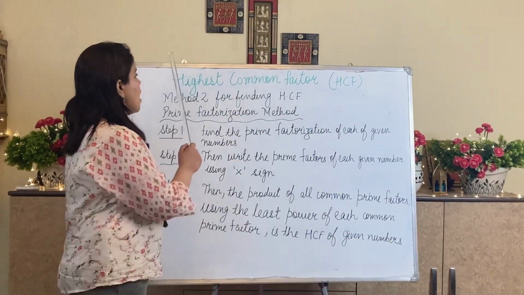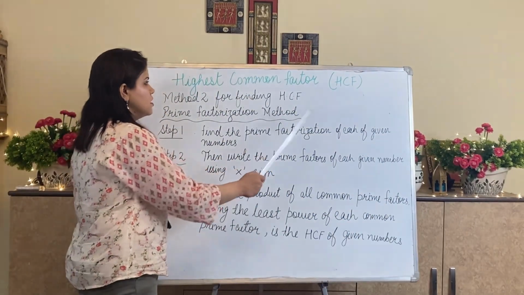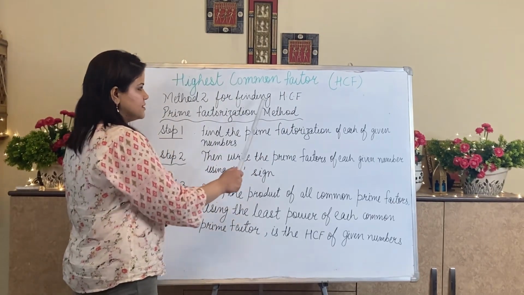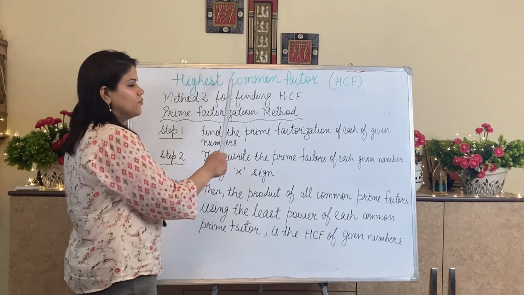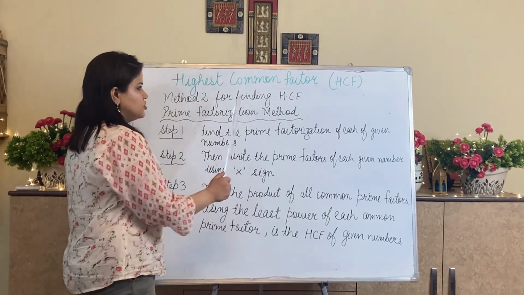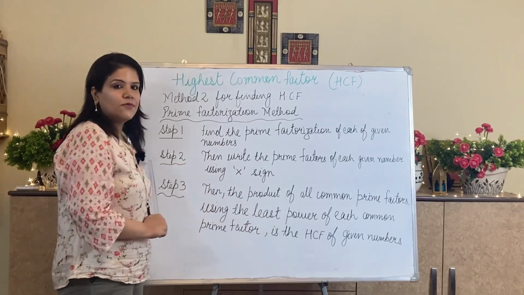Now I am taking highest common factor, and for that I am using my method 2 for finding HCF. This is the second method for finding HCF, that is the prime factorization method. What is the step 1 here?